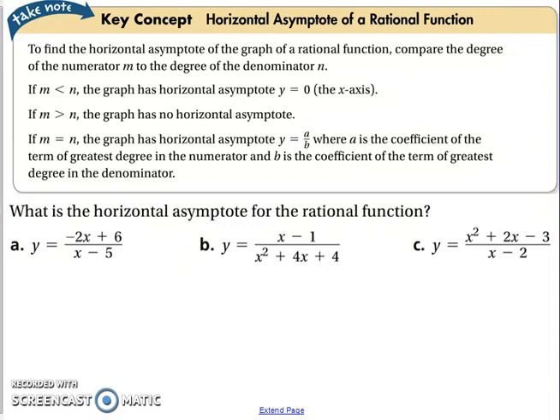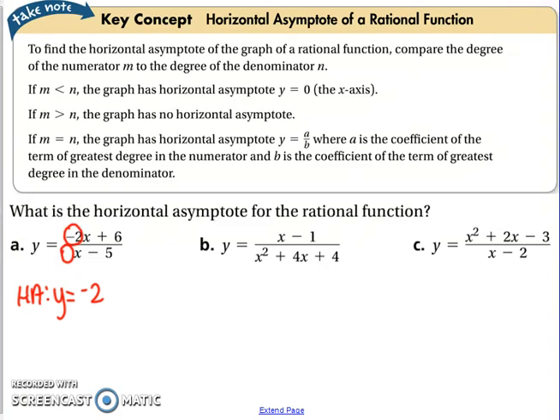So if we look at A, we want to see what the degree of the numerator is and the degree of the denominator. Now remember, degree is the highest exponent that you have. In A, I have negative 2x to the first power, and on the bottom I have x to the first power. Since the degrees are both 1, I'm going to look at the coefficients. In front of the x to the first on the top, I have a negative 2, and in front of the x to the first on the bottom, I have nothing, which is really a 1. So negative 2 over 1 is going to be negative 2. So I have a horizontal asymptote at y equals negative 2.